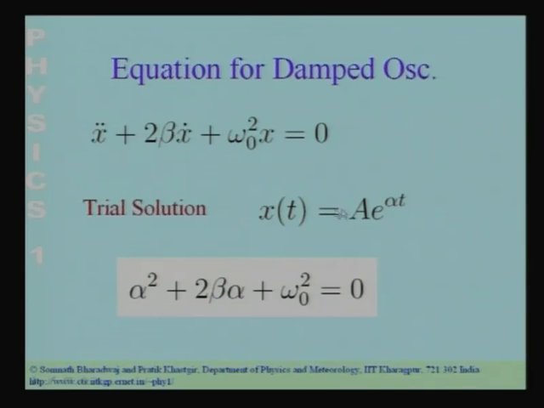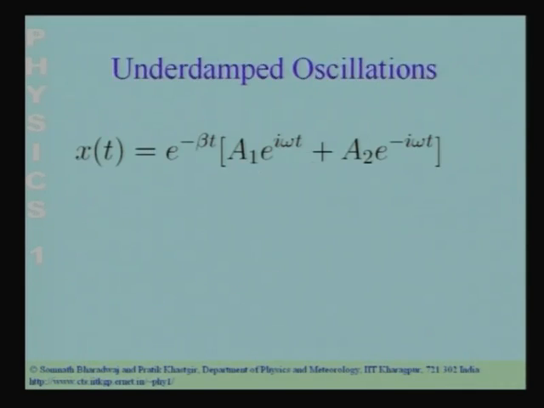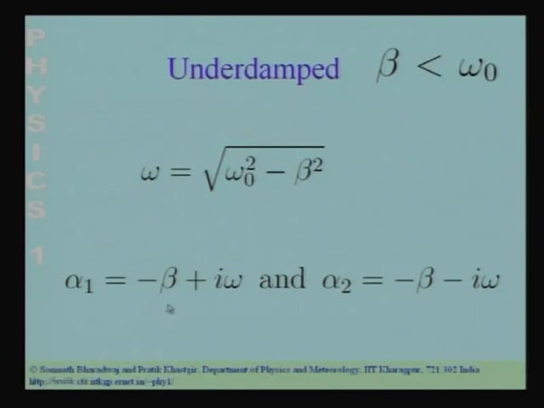So x of t will be a superposition of those two solutions. If you put those two values of alpha, that is alpha 1 and alpha 2, in the trial solution, what you get is x of t is equal to e to the power minus beta t. Notice that minus beta is common to both the roots. So you can pull a factor of e to the power minus beta t out.